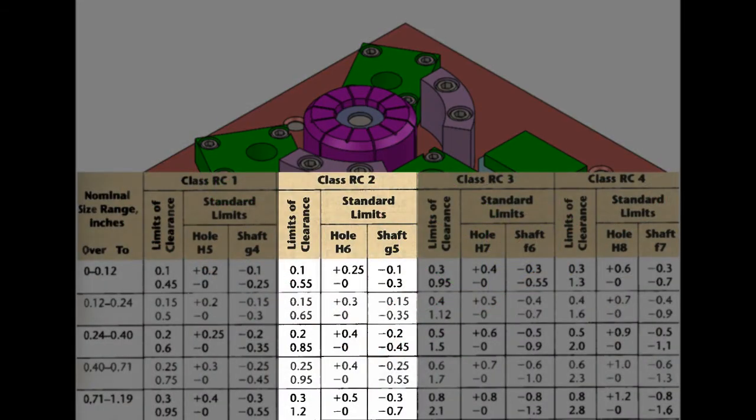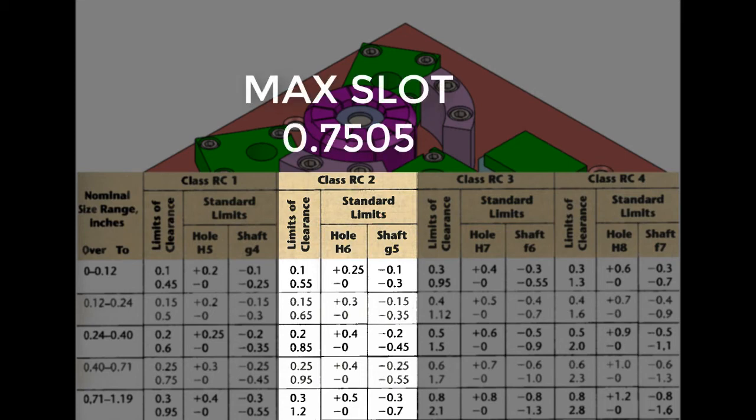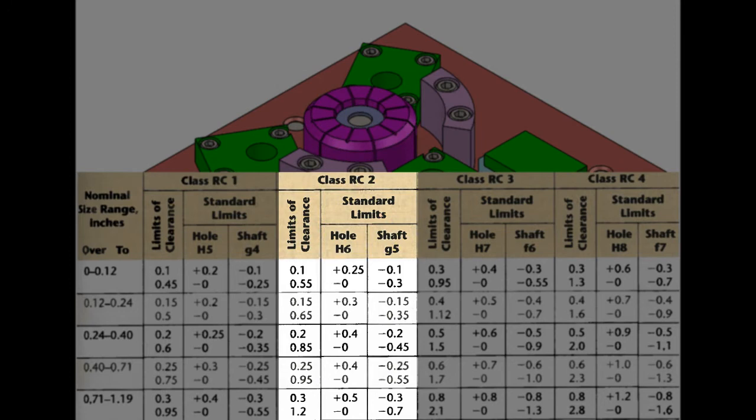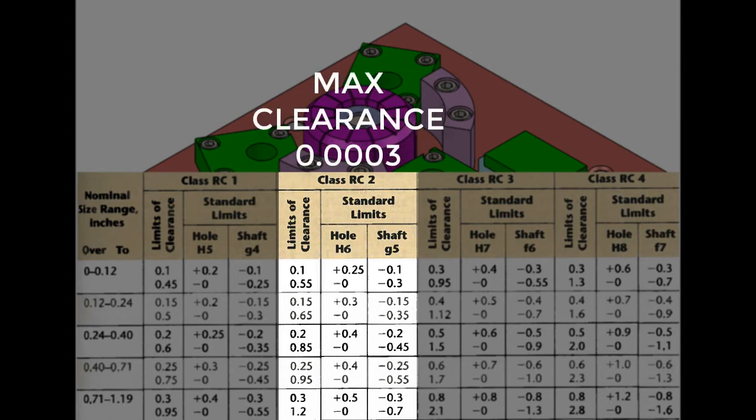The RC2 fits, also known as sliding fits, whereas the RC1 fit is known as a close sliding fit, are designed to provide accurate location with a greater maximum clearance than the RC1. This fit was not designed for free running parts, and larger parts could seize from small temperature variations. An RC2 fit would make the maximum slot size 0.7505 and a maximum clearance of 3/10,000ths of an inch.